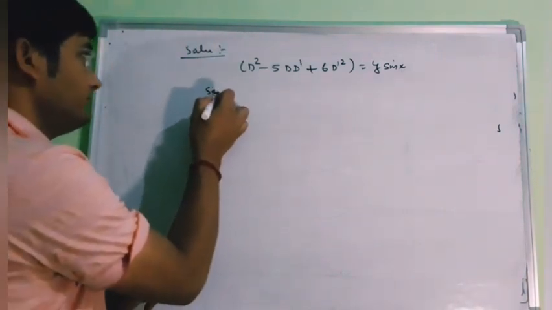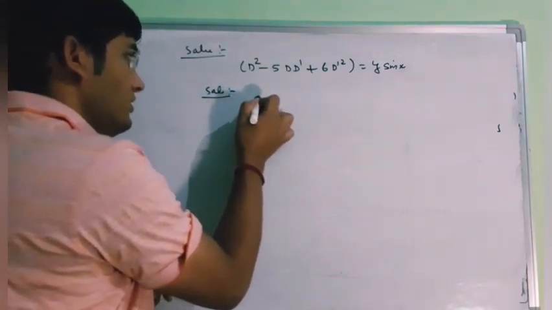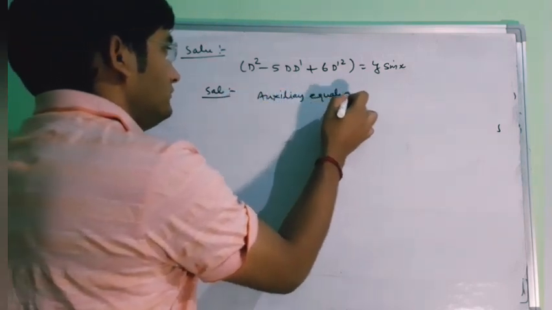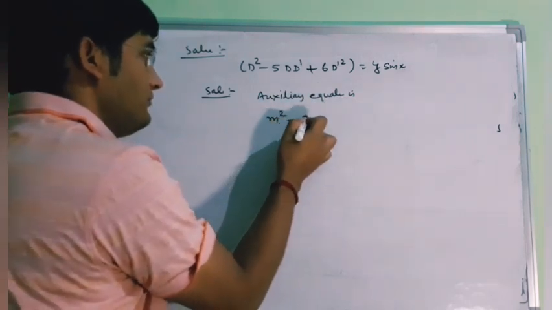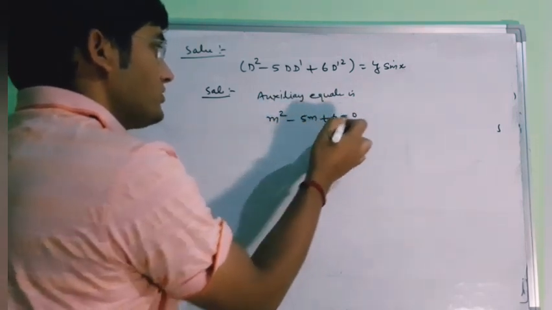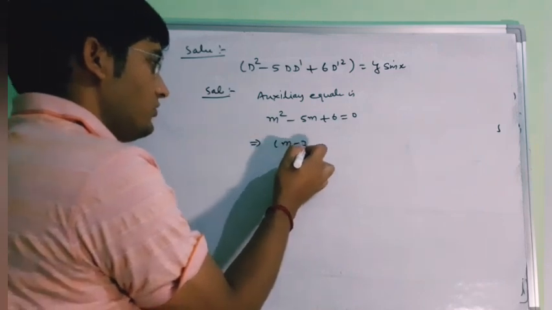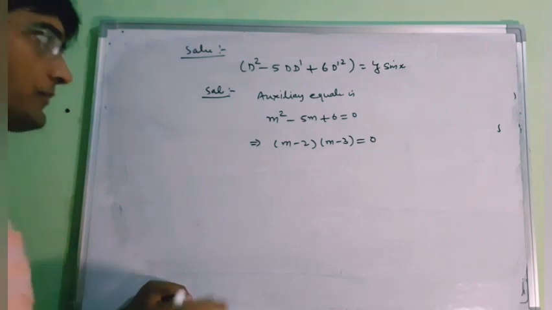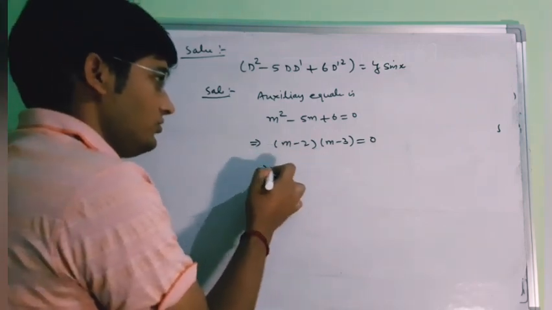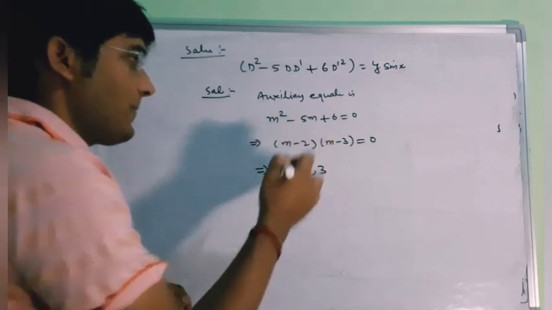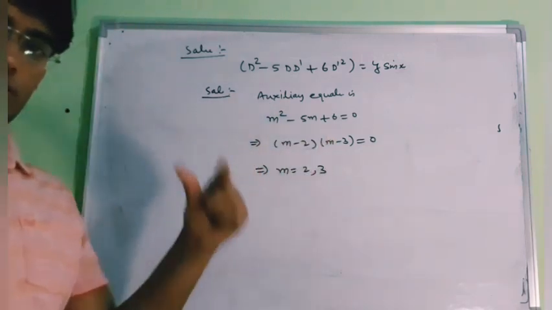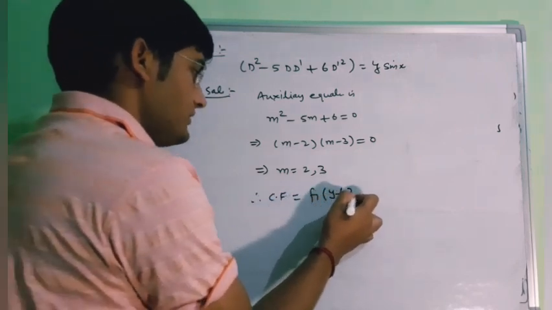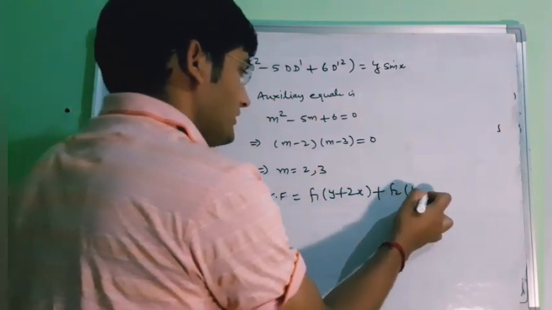Solution. Our auxiliary equation will be: we can replace D by m and D' by 1. So this will be your auxiliary equation, which has two roots. One is 2 and the second is 3. So we will have these two factors. So our m is 2 and 3. So the complementary function will be f1(y plus 2x) plus f2(y plus 3x).